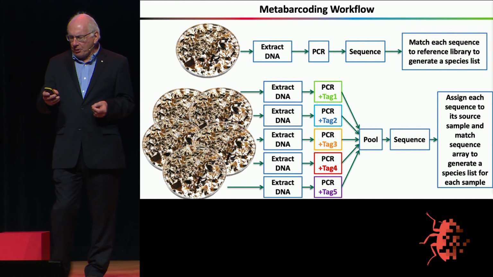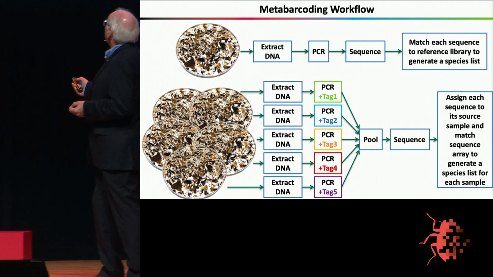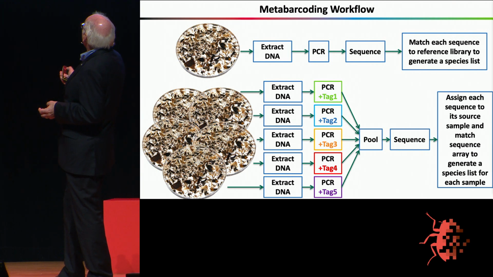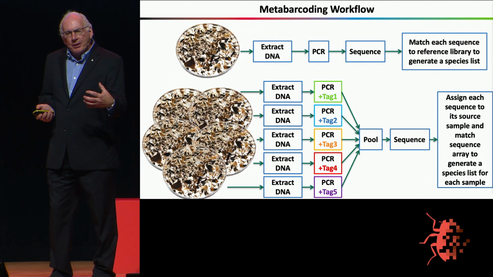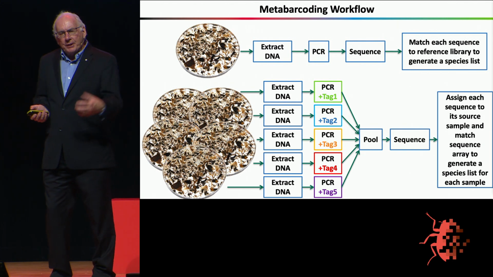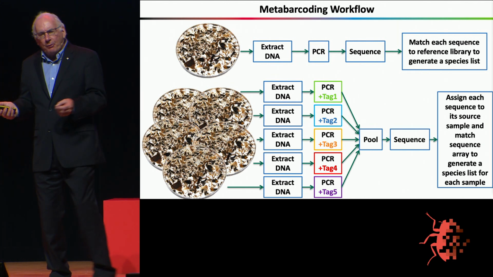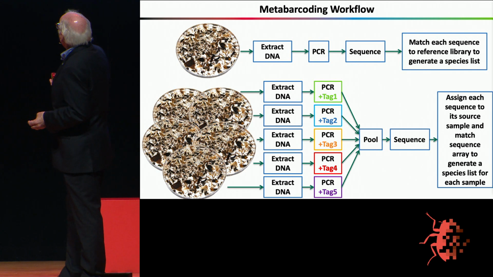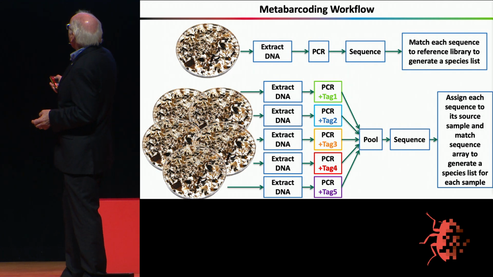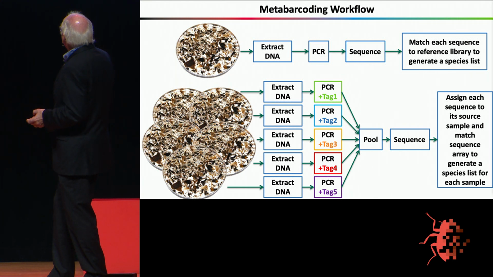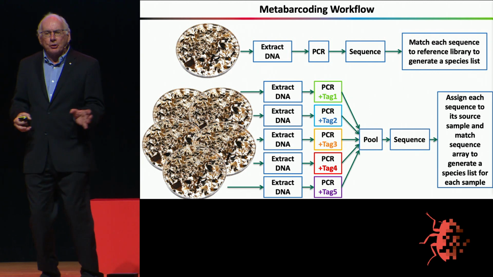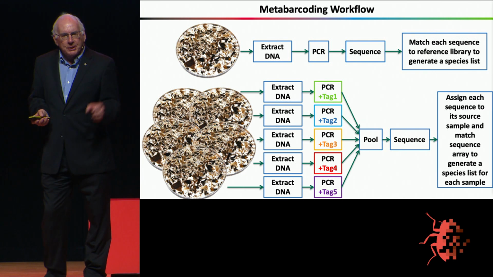Here's the metabarcoding workflow. You start with a collection of specimens, extract, PCR, sequence, match the sequence to the reference library. You need to do that to get the specimen identification. You need that reference library. You don't usually do just a single sample. You do multiple, and you tag the amplification products from each DNA extract separately so you can go back to that sample, to that bulk sample.